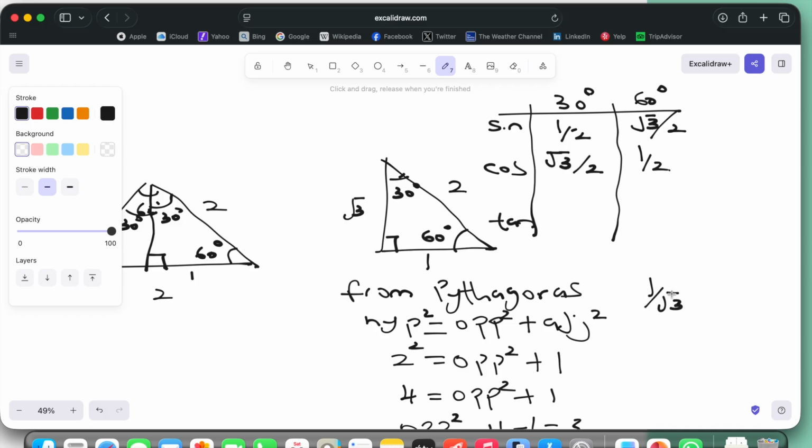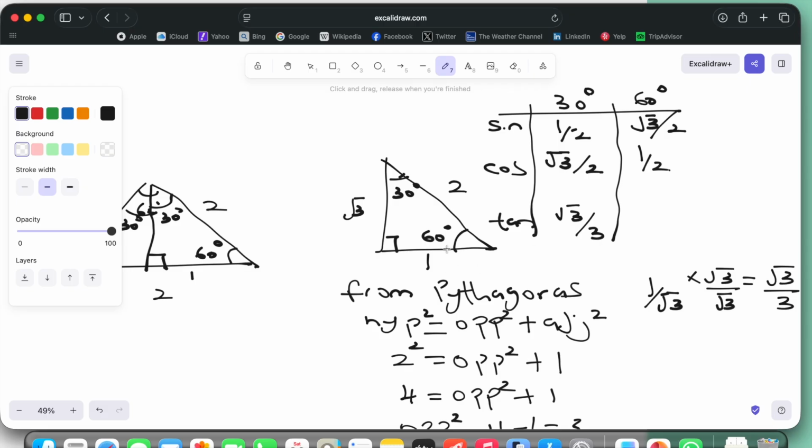But I don't like to leave surds in the denominator, so I'm going to rationalize it. We've done this when we were talking about surds. So you just multiply the top and bottom by root 3. So this is root 3 over, root 3 times root 3 will give me 3. So our tan 30 degrees is what? Root 3 over 3.